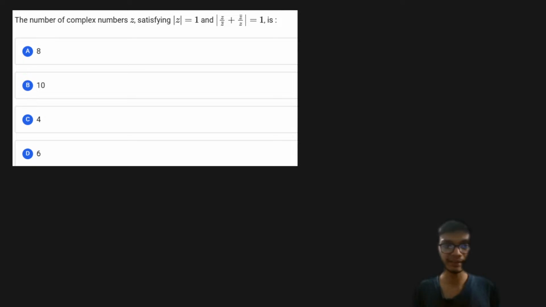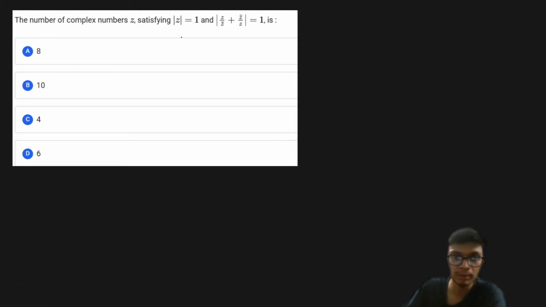That's it. It says that you have to find the number of solutions for Z, or the number of complex numbers that satisfy this particular criteria, that is mod of Z is equal to 1. That is, the complex number with unit magnitude, and also satisfying another relation, that is mod of Z upon Z bar plus Z bar upon Z is equal to 1. Right? That is what we have to find out.